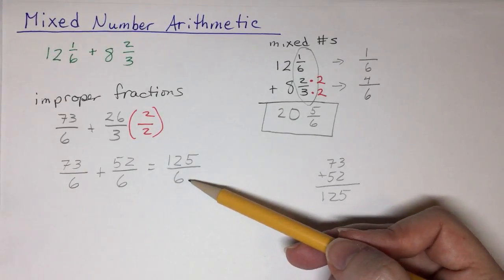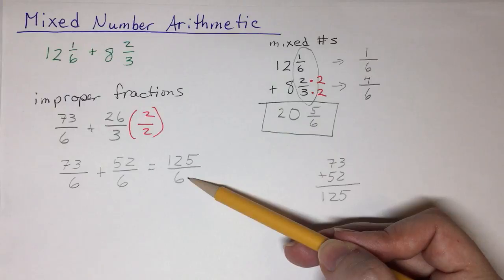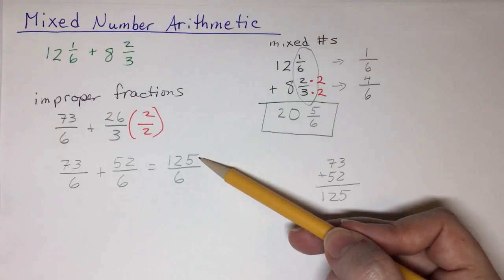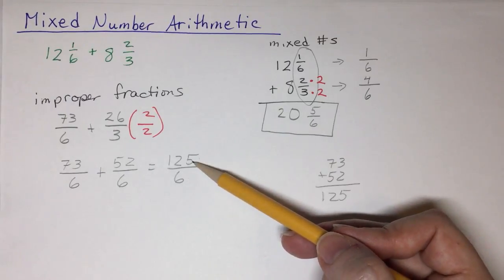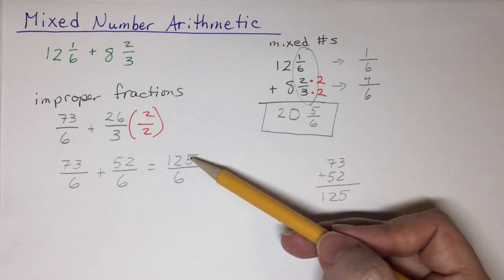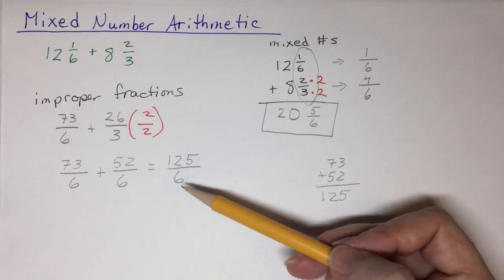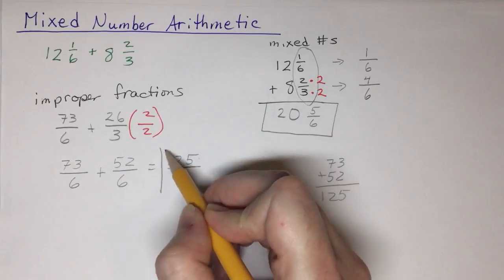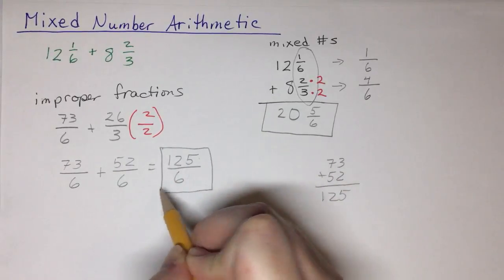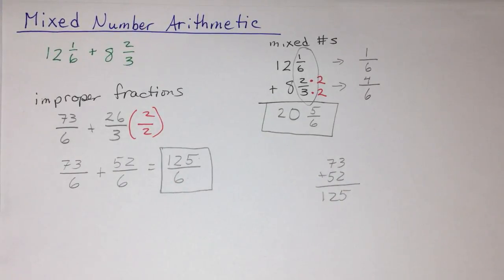Check to be sure this is reduced. Well, factors of 6 are 2 and 3. 2 isn't a factor of 125, and 5 plus 2 is 7 plus 1 is 8. 3 is not a factor of 125, so I know this is reduced. Again, depending on what I am doing, the rational number may be the better form. The improper fraction is 125 over 6.